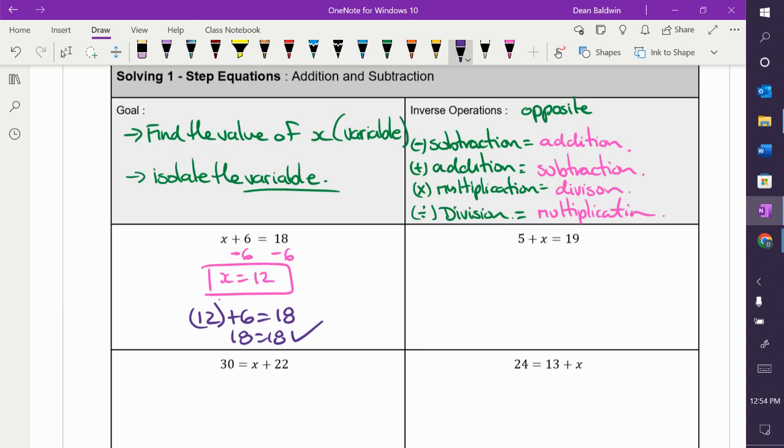All right. 5 plus x is equal to 19. How do I get rid of the 5? Well, what do we do? How do I get rid of the 5 here? You subtract 5. What's 19 minus 5? 14.